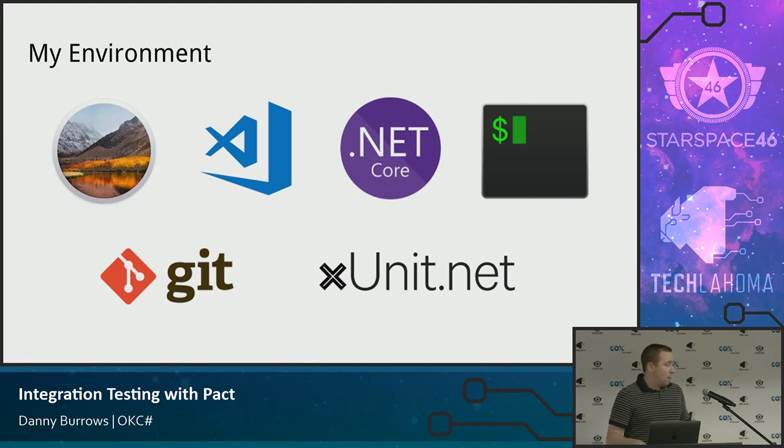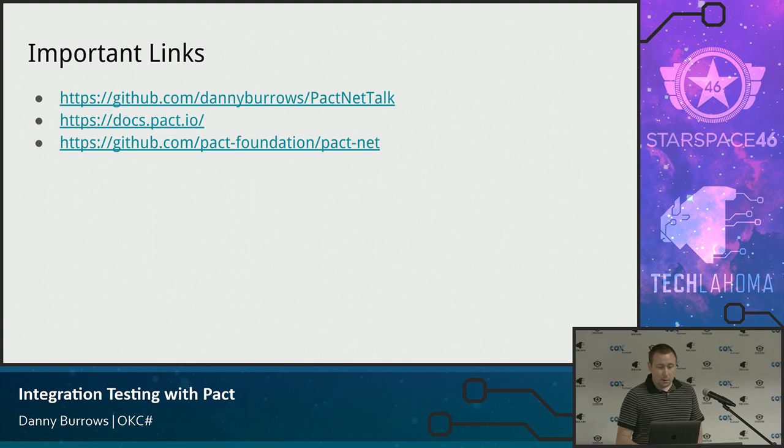So all of my code is going to be online. If you go to my GitHub, it's github.com/DannyBurrows. PactNet Talk, it's pinned on the repository, so you can actually see it there. You can download this code, you can actually run it. If you're going to attempt to run it on Linux or on Windows, you have to install a slightly different package for the Pact.net. I installed the OS X specific version here.